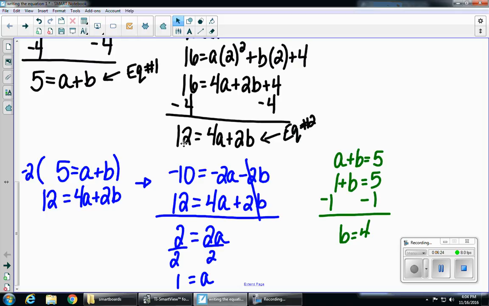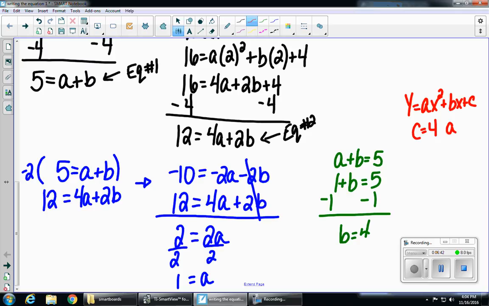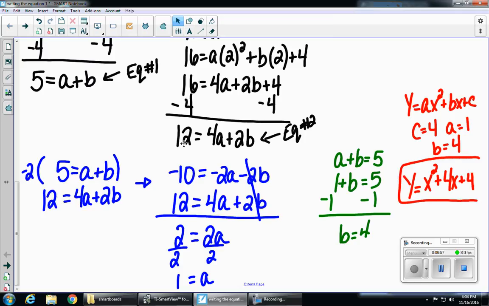Now remember the goal. The whole point of this question was to write the equation of the quadratic function. And we said that it had the general form ax squared plus bx plus c. Earlier we said that c was 4. We now know that a is 1 and b is also 4. So my last step is just to substitute in. So we get y equals x squared plus 4x plus 4. And that's the equation for that set of ordered pairs, or that table that was given.